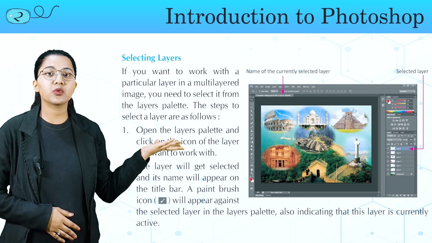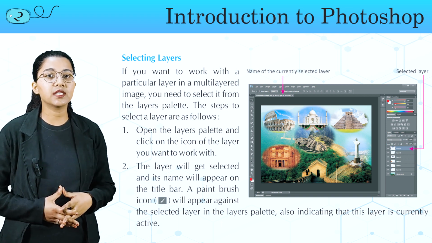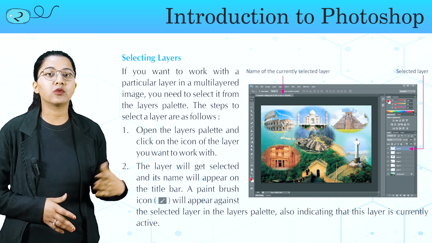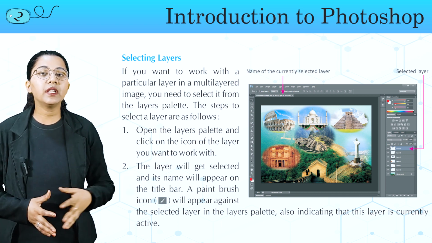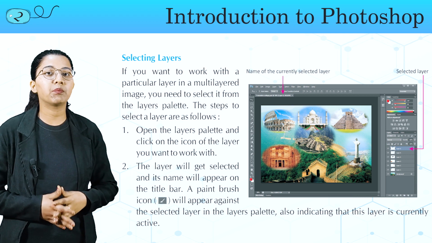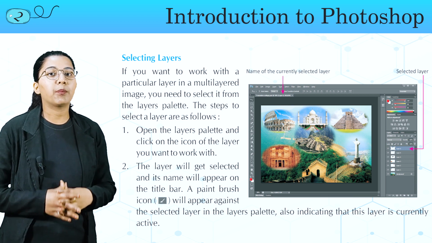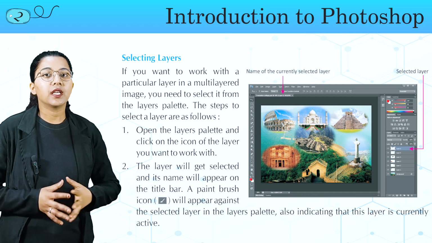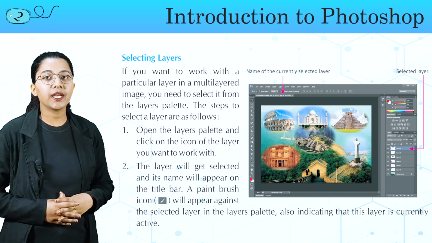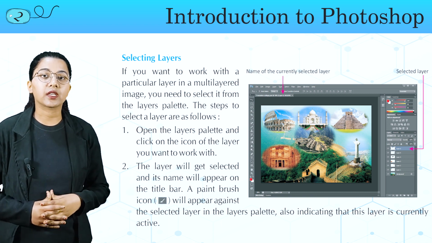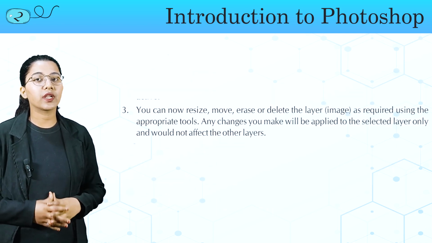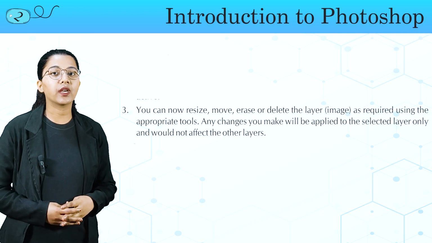So here are some steps you have to follow. First, open the layers palette and click on the icon of the layer you want to work with. The layer will get selected and its name will appear on the title bar. A paint brush icon will appear against the selected layer in the layers palette, also indicating that this layer is currently active. Third, you can resize, move, erase or delete the layer image as required.